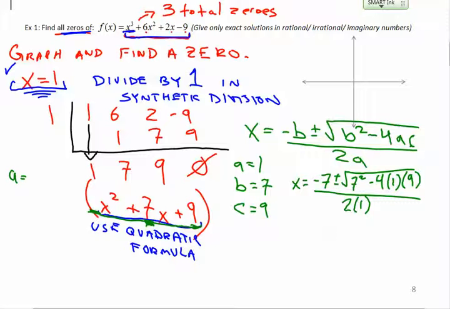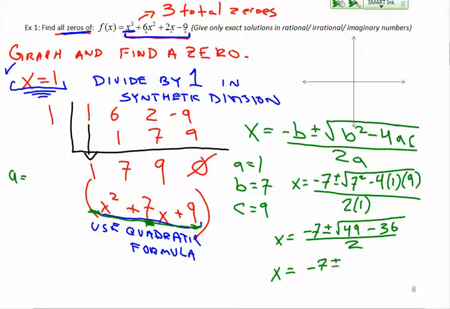Now I just need to simplify. Coming down, I'm going to have x equals negative 7 plus or minus the square root of, this will be 49 minus 36, over 2. I can simplify further. Negative 7 plus or minus the square root of 13, over 2. My bad, this line has to come all the way over still.